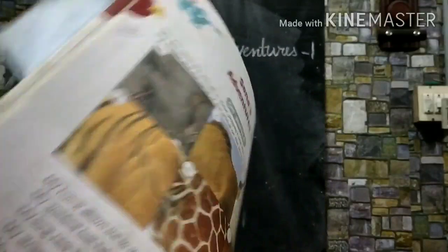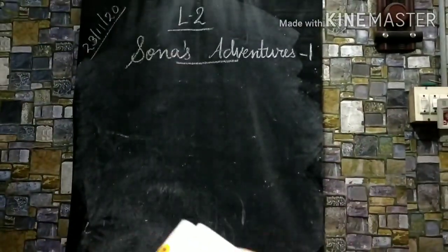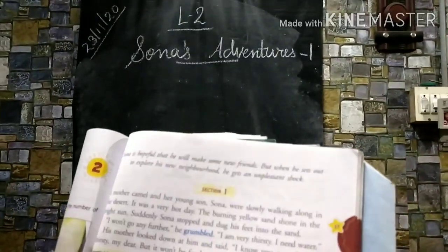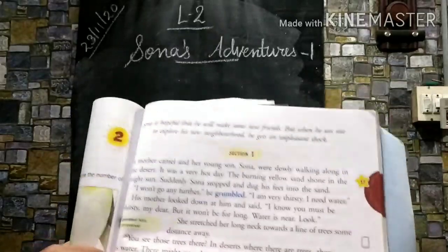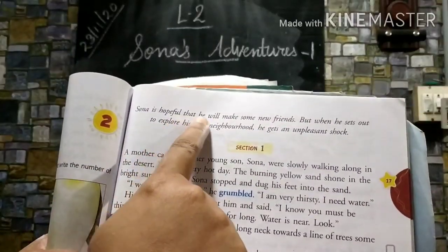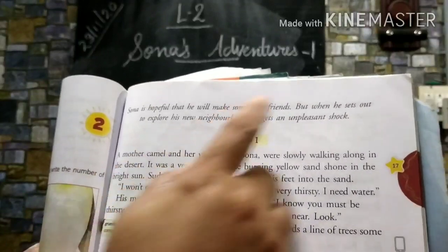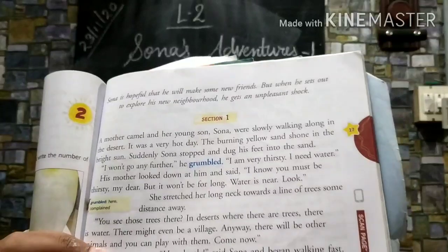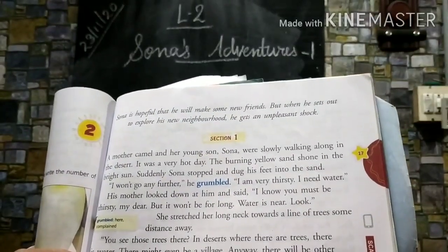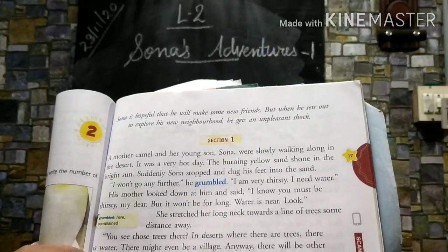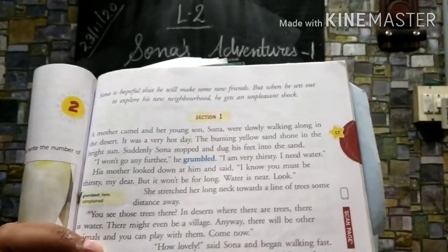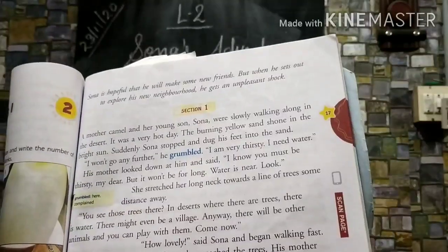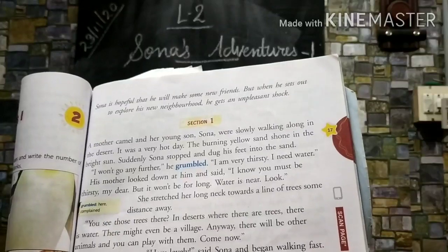Okay. So today we are going to learn Sona's Adventures Part 1. Two adventures are there, children, part 1 and part 2. Part 2 you will learn in the next chapter. Now, Sona is hopeful that he will make some new friends. But when he sets out to explore his new neighborhood, he gets an unpleasant shock. Sona is a camel. So let us see how he tries to find his new neighborhood and how he gets an unpleasant shock.